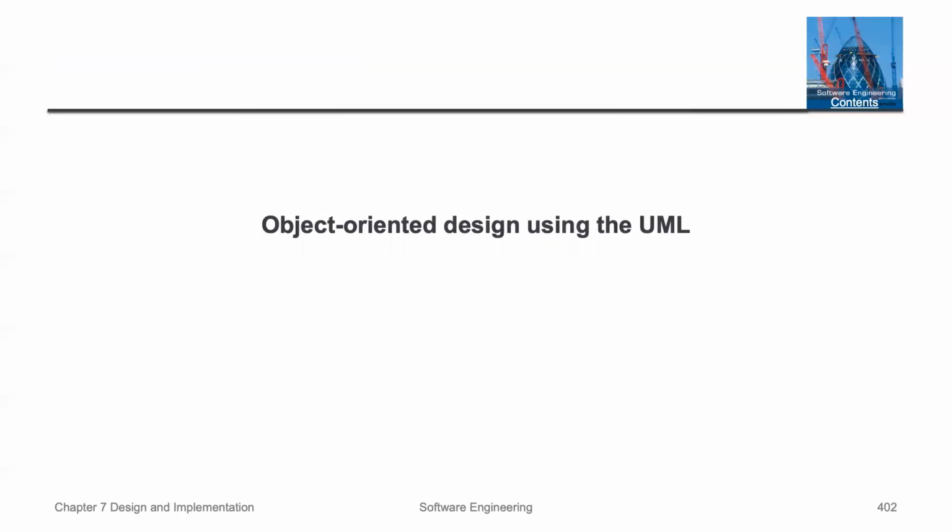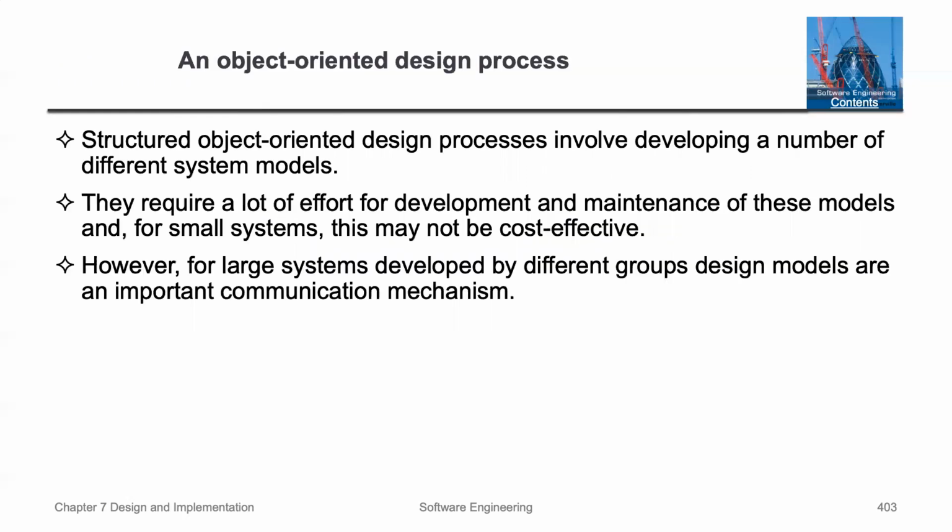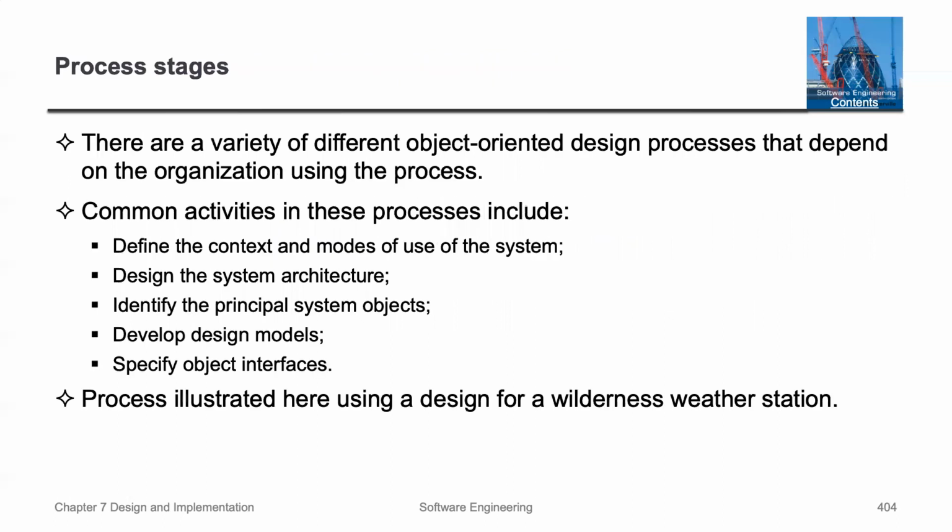So let's talk about object-oriented design and how we can do that with unified modeling language. An object-oriented design process is a structured thing that involves developing a number of different system models. They require a lot of effort for development and maintenance of these models. And for small systems, this may not be cost effective. However, for large system development by different groups, design models are an important communication mechanism.